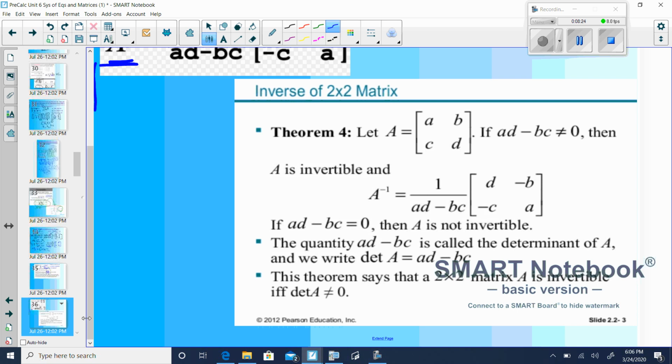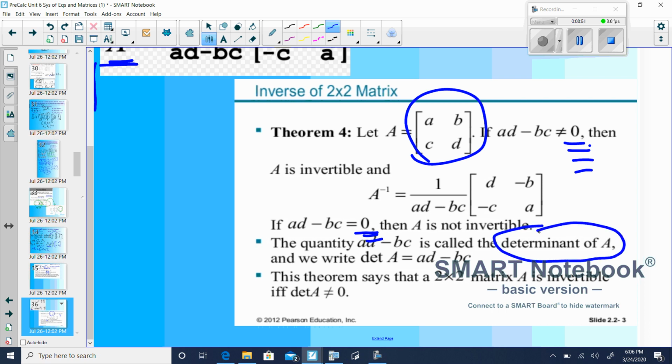See what that means when we get a practical example to work with. So here's another way of stating it right here. If we let A equal this 2 by 2 matrix, then A is invertible if AD minus BC is not equal to 0. It is not invertible if AD minus BC equals 0. All right, now this quantity AD minus BC, we call that the determinant of A. We write that det A equals AD minus BC.